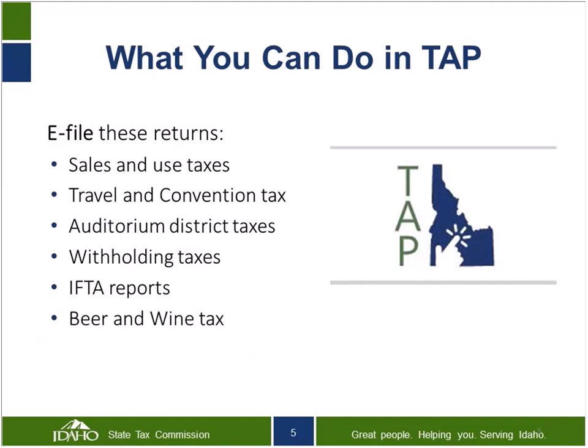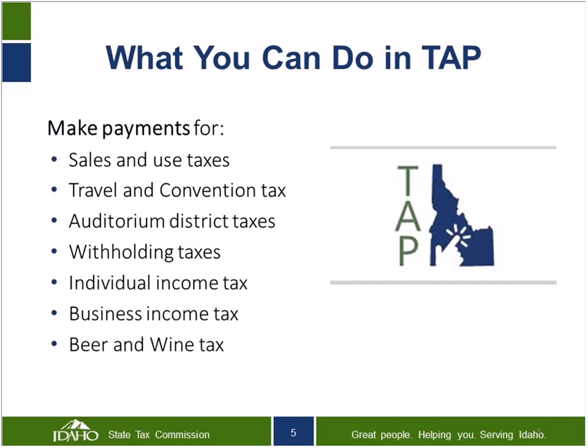But what you will be able to do once you get your account set up is e-file all of your, what we call, permit-specific taxes. For your individuals, or your sales and use, and your different business permits, you can file those returns. You can also pay for those reports at the same time online.